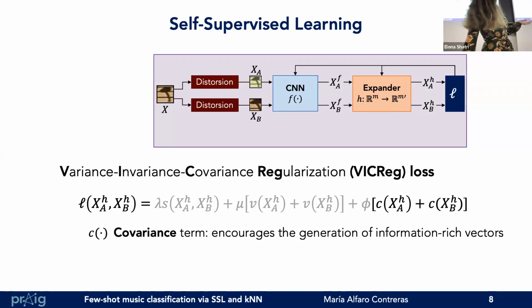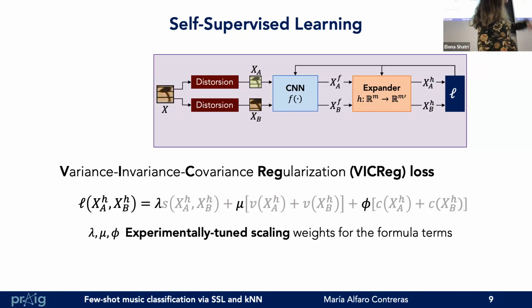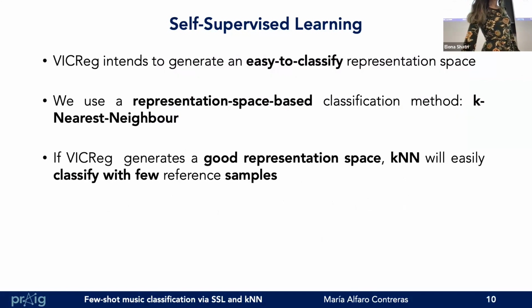So we pre-train the CNN using this loss function, and you can see that there are some scaling weights for each of the formula terms that are hyperparameters that we will tune in the experiment. So once we have this pre-trained CNN, at this point we hypothesize that what VREC is trying to do is to create an easy to classify feature space.